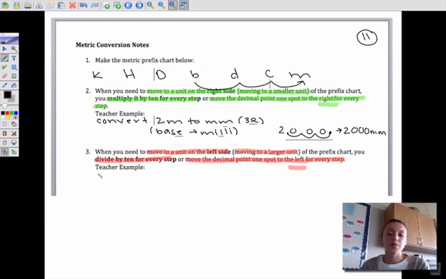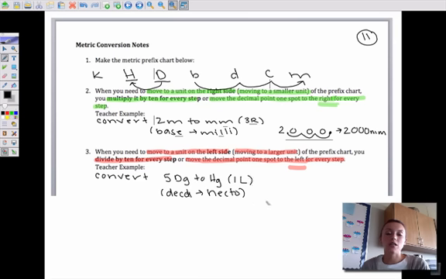So for example, if we convert 5 decagrams to hectograms, that means we're going from deca to hecto. So going back up to my metric prefix chart, I'm going to start here and end here. So I'm moving over 1 spot to the left. And I'm going to write myself a note that I'm moving 1 spot to the left.